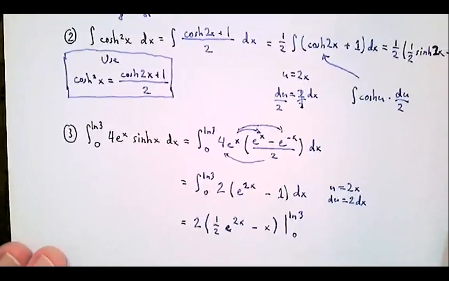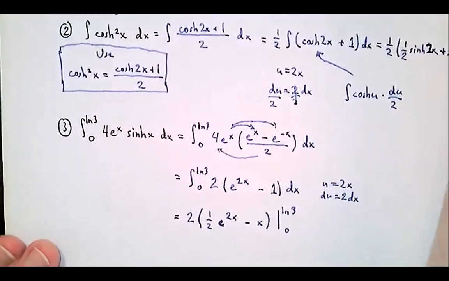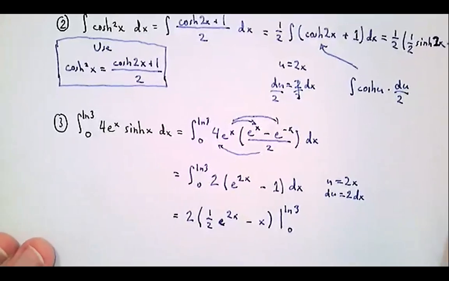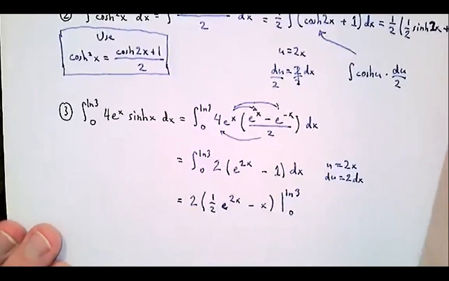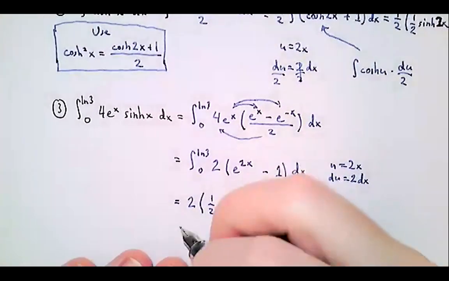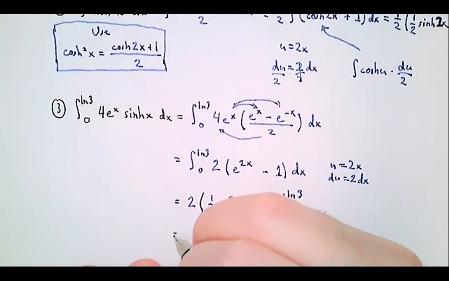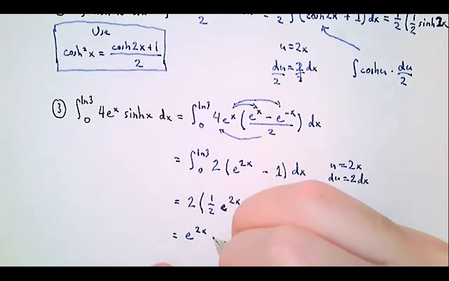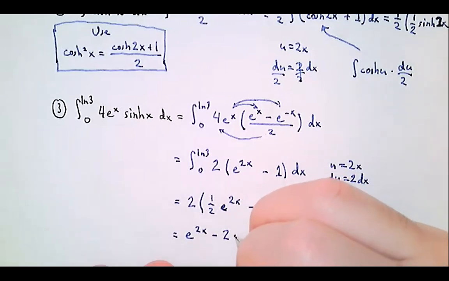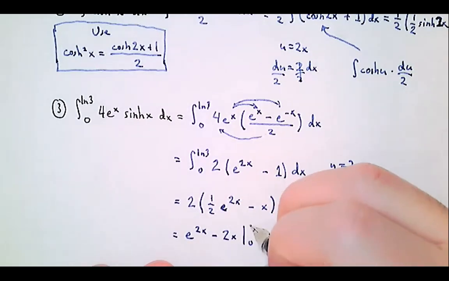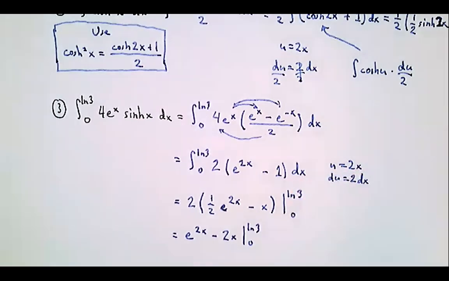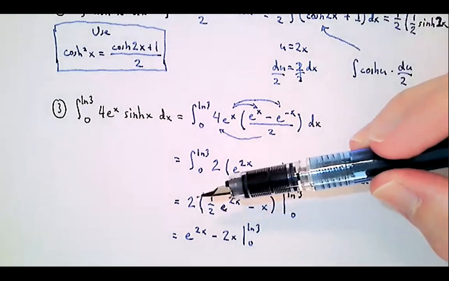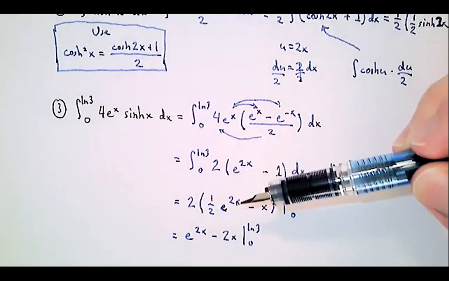Any questions over that step? Like the U substitution in particular? No questions? Okay. So you'll probably want to distribute this 2 to help simplify.